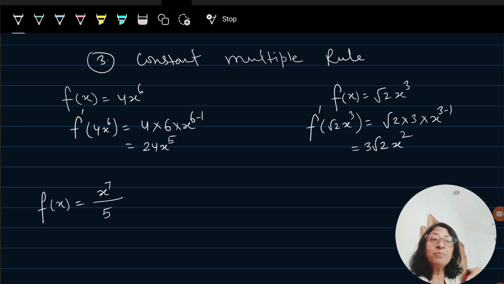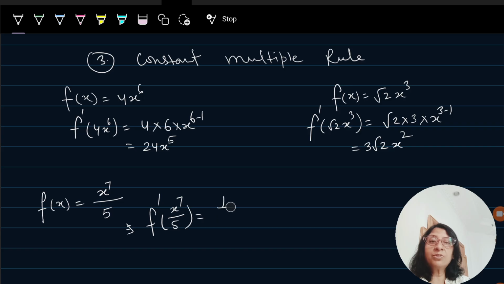Now what about fractions? If you have a fraction, what will you do? Come to it here. Our derivative will be of x to the power 7 over 5. Here we can write, first you separate that constant. So what is our constant?